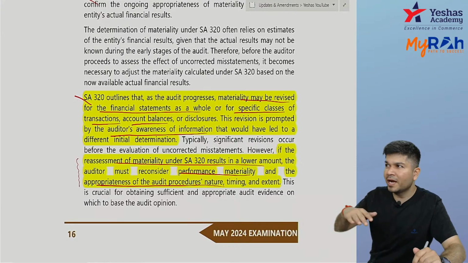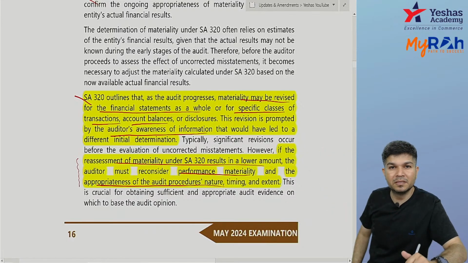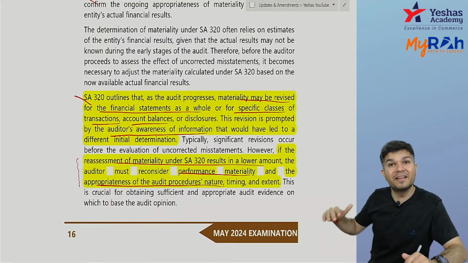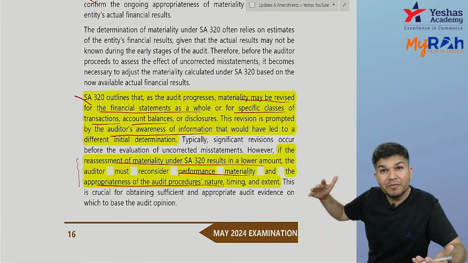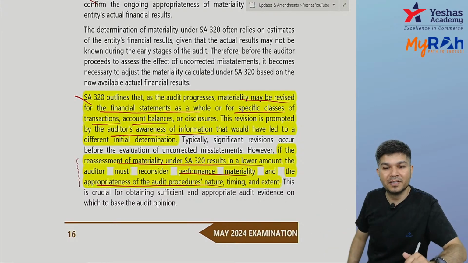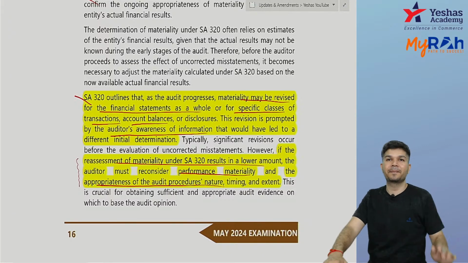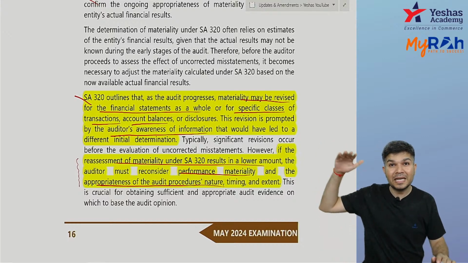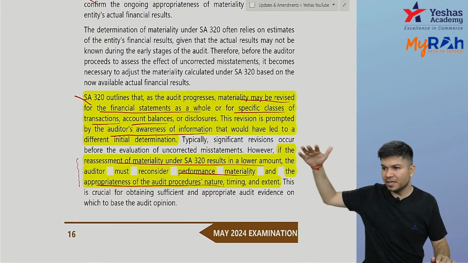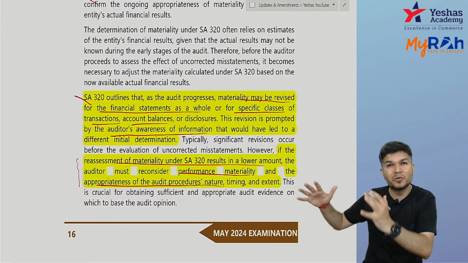So earlier you had a materiality level of 1 rupee, your performance materiality was 0.9. Now materiality level itself became 0.8. So now performance materiality from 0.9 you might be reducing to 0.75. So you need to reconsider the performance materiality and the appropriateness of audit procedures, nature, timing and extent. Whenever the materiality level is reducing, the performance materiality level also you need to check.